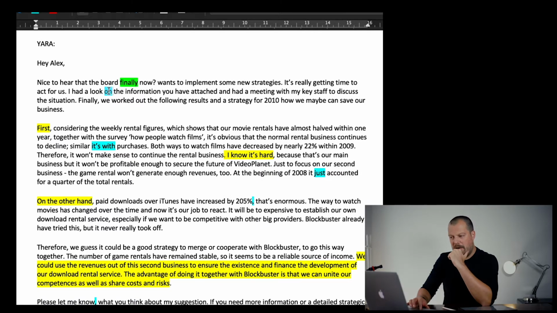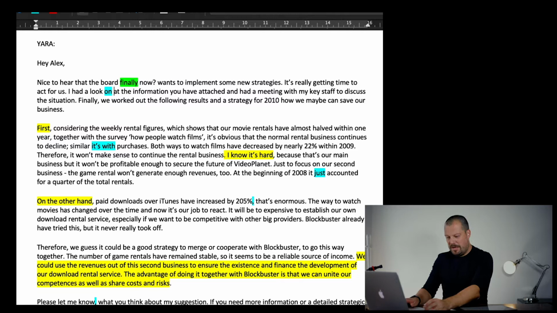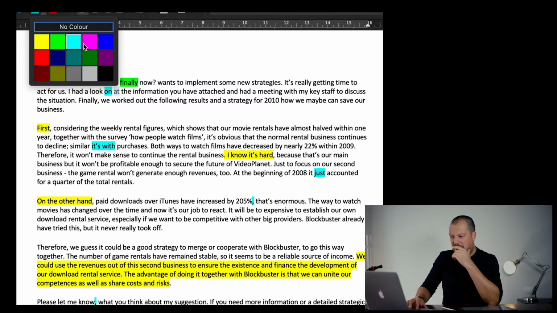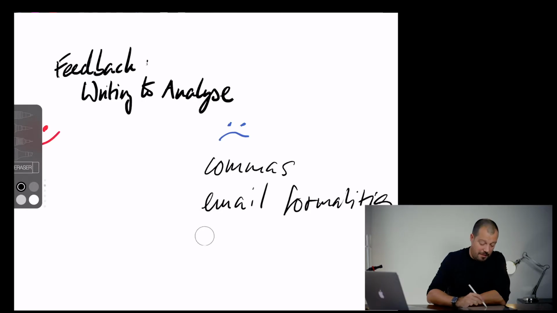One more in this paragraph is "had a look on the information." This is the issue of prepositions. These are the little words indicating position or time or the relative relationship between two different things. They are a nightmare in English, prepositions, but believe me, they're even worse in German. Prepositions, we will look at those later in the module.